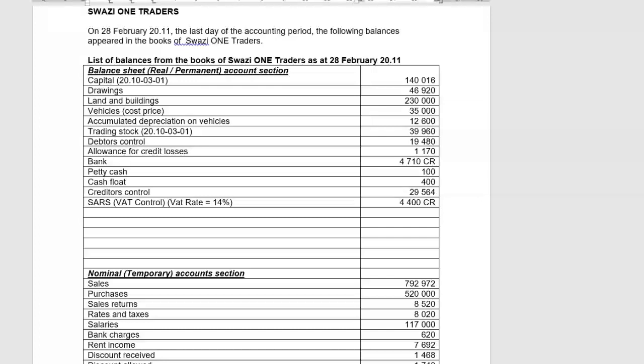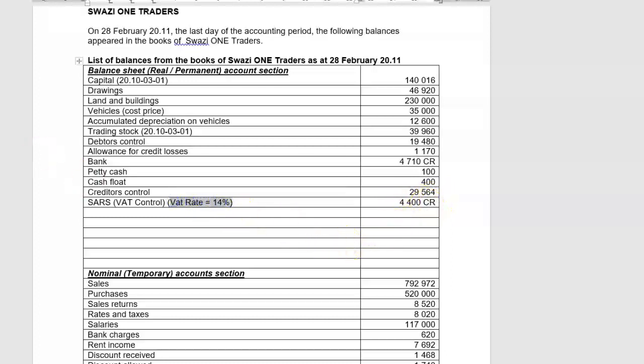Good. Here's another question to combat boredom. Swazi Traders: on 28 February 2011, the last day of the accounting period, the following balances appeared in the books of Swazi Traders. In the balance sheet section: capital as at the beginning, drawings, land and buildings, vehicles at cost price, accumulated depreciation on vehicles, trading stock, debtors control, allowance for credit losses, bank, petty cash, cash float, creditors control, and then VAT with a credit balance of 4,400.